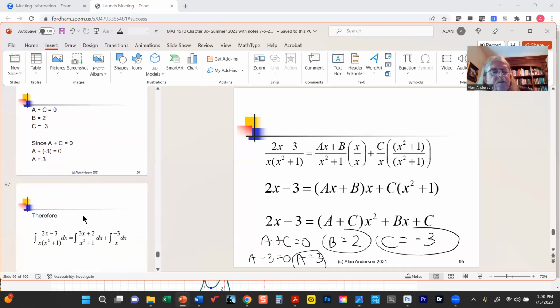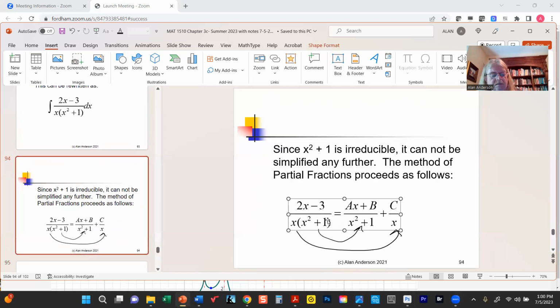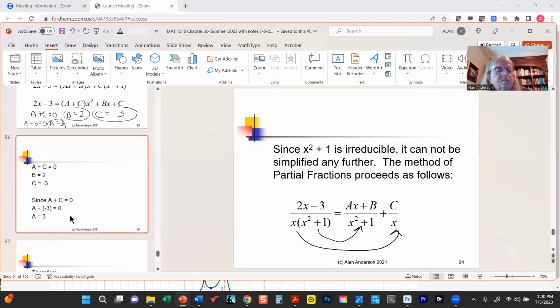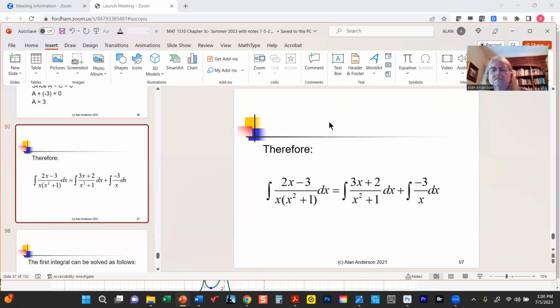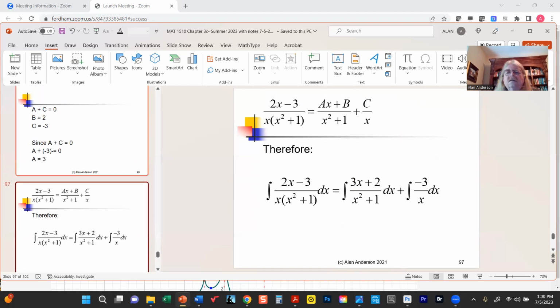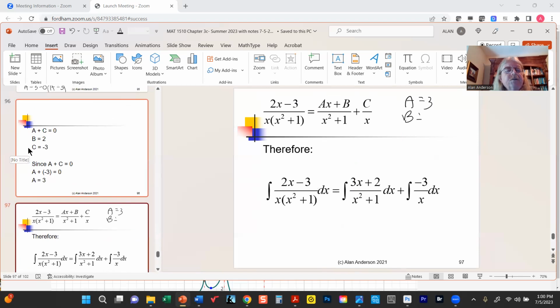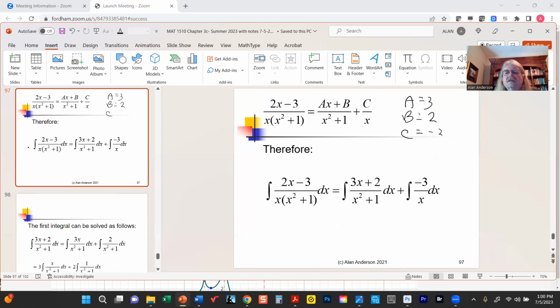Okay, so we'll put that back into our original expression. This one right here, I mean. With a quick reminder that a is 3, b is 2, and c is negative 3. Okay, so this is what we have.